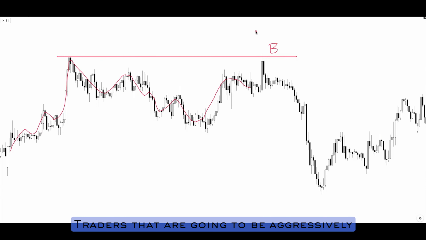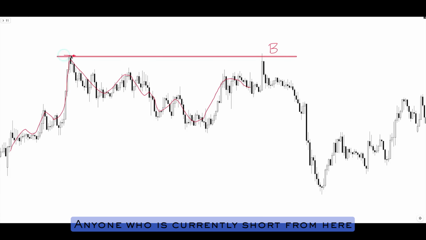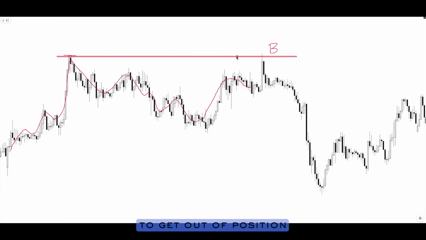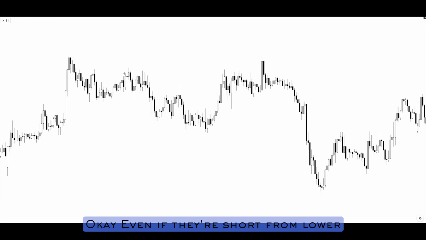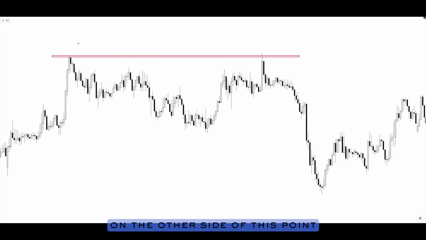Their traders are going to be aggressively entering in manually. Anyone who is currently short from here is likely going to be looking to get out of position, even if they're short from lower. Say they're short from down here, maybe they'll use this swing high as their anchoring point. The idea is that there's all this liquidity on the other side of this point, because again, this is a major inflection point.